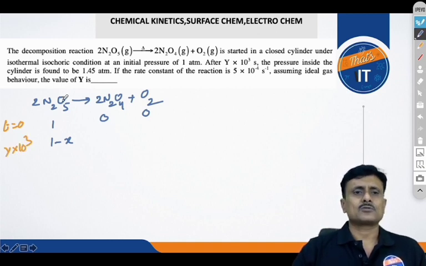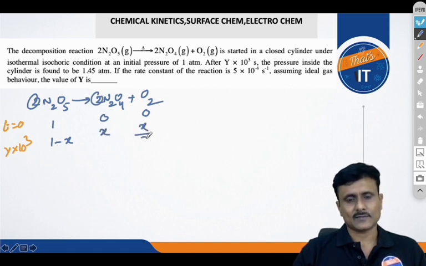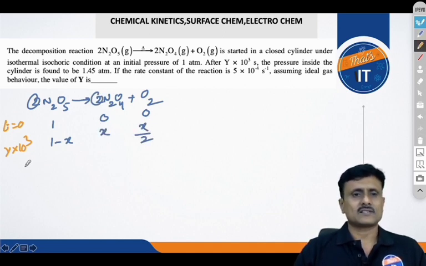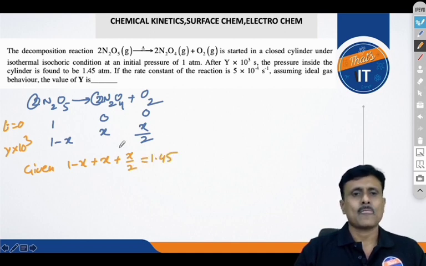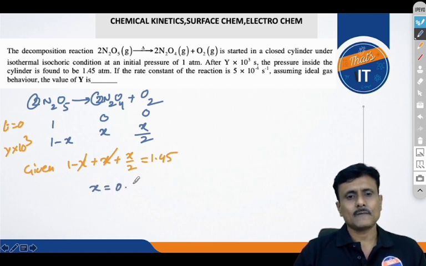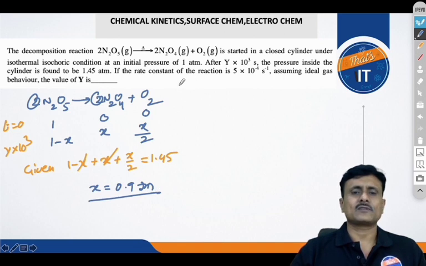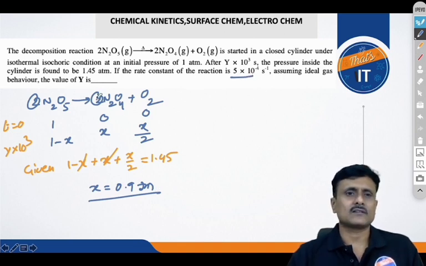You can see for 2 moles, you are getting 2 moles of N2O4. For X, you will get X, and this is X by 2. Now it's given in the question that the total pressure inside the cylinder, that is N2O5 plus N2O4 plus O2 put together, equal to 1.45. So you can see you got the value of X, 0.9 atm. What you need to find out here, if the rate constant is this, you have to find what?